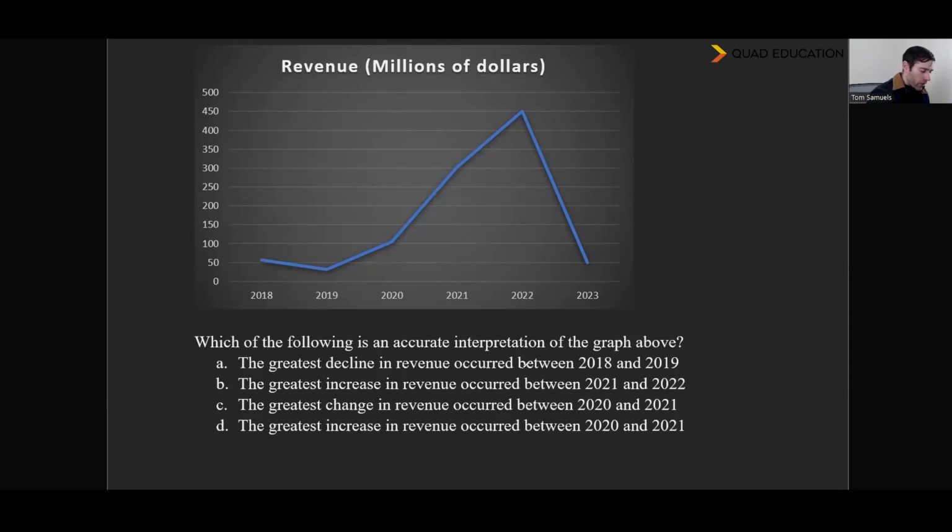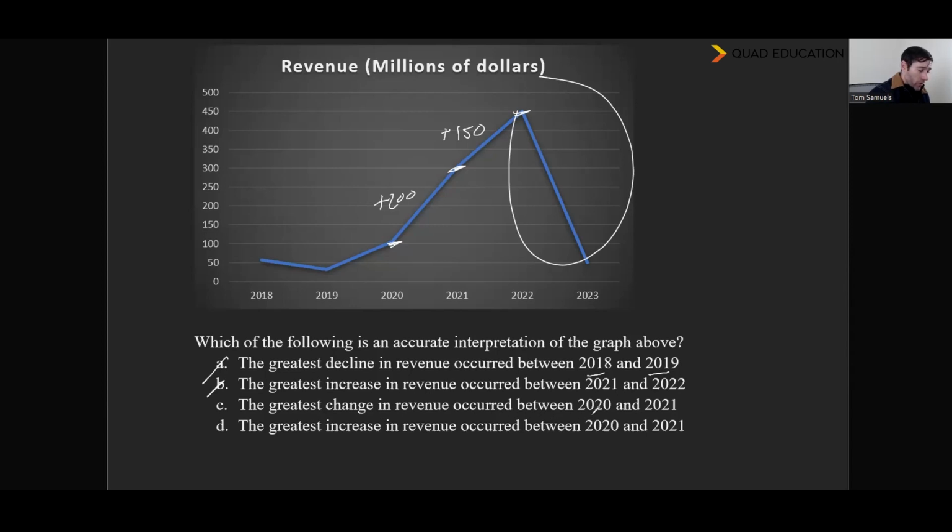The greatest decline in revenue occurred between 2018 and 2019. No, we got a big old dip here between 2022 and 23. The greatest increase in revenue occurred between 2021 and 2022. So that's going to be from here to here, and that's close. And I really need to find out, right? Because we're going from around 300 to around 450, so that's about 150 more. But here we're going from 100 to about 300. So that's actually more. This is a case where it's very slightly steeper between 2020 and 2021, and you'd actually want to calculate that before you just say, yeah, sure, that looks about like the most. So this is actually incorrect.